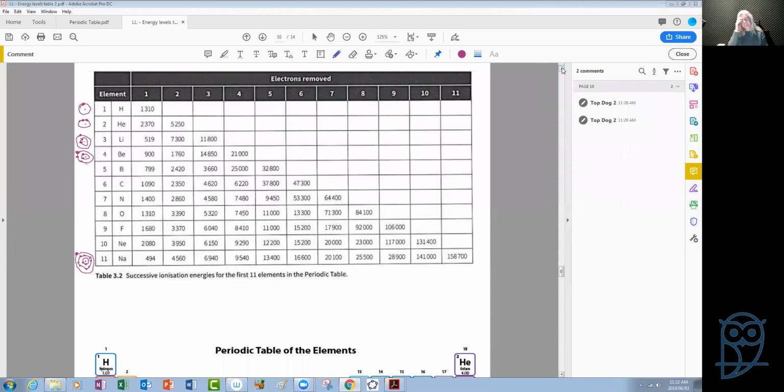They give us the ionization energies for the first 11 elements up to sodium. Now let's see where the periods are in the table here. Hydrogen and helium belong to the first period of the periodic table. So this is the first period. Then from lithium up to neon here is the second period.